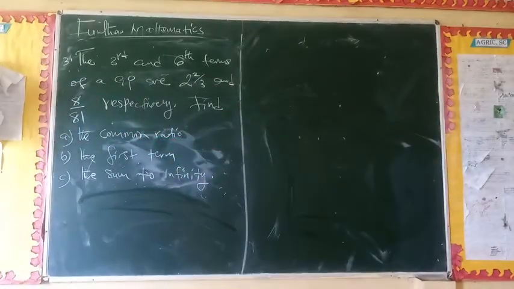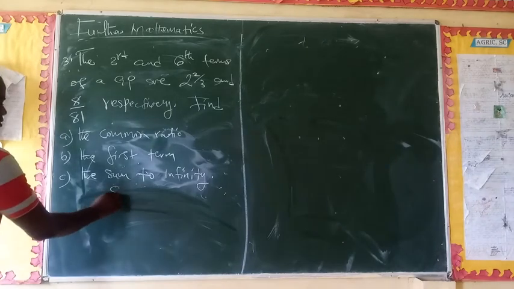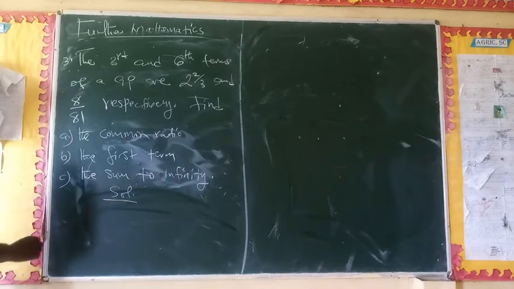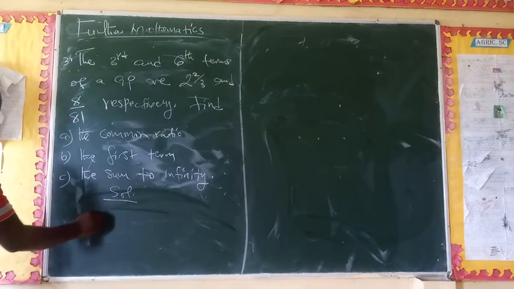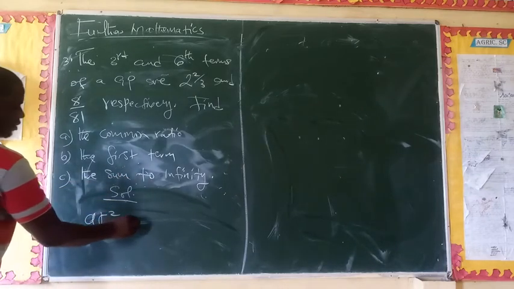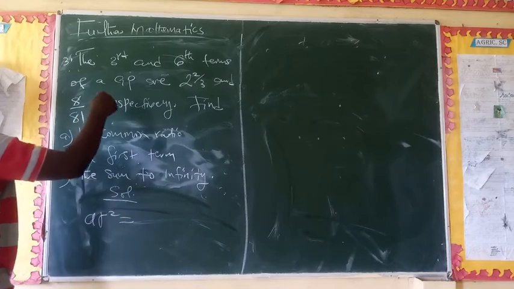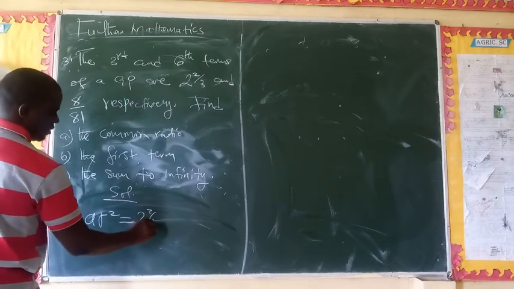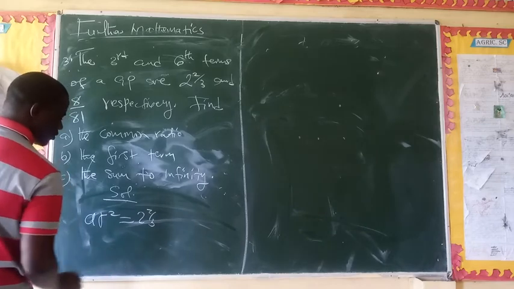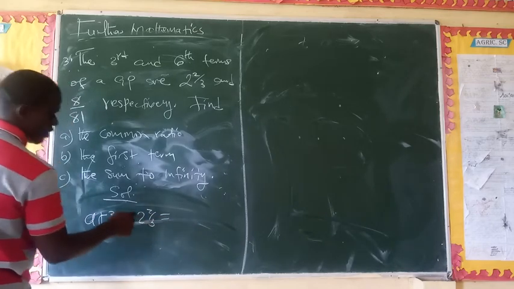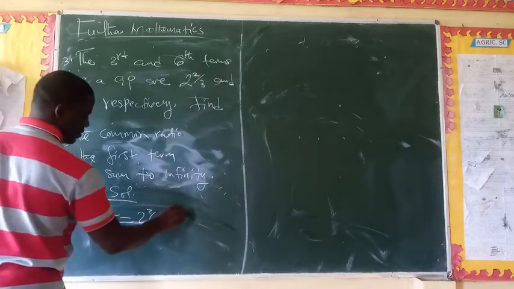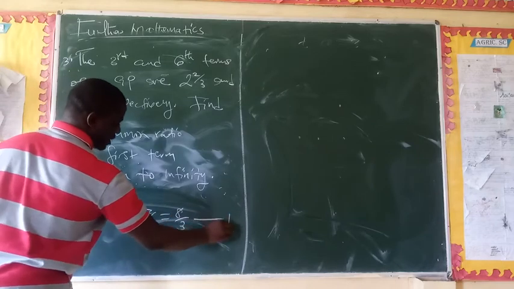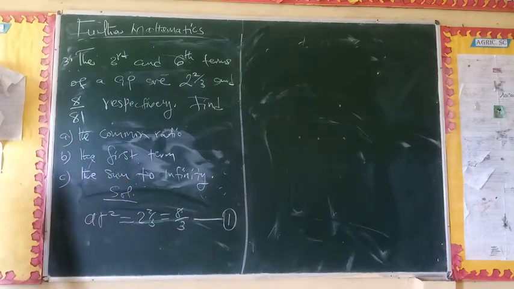The sum to infinity. Okay, we are given the third term. Solution. The third term is written as ar raised to power 2, which is equal to 2 2/3, which is 8 over 3. Call this equation 1.